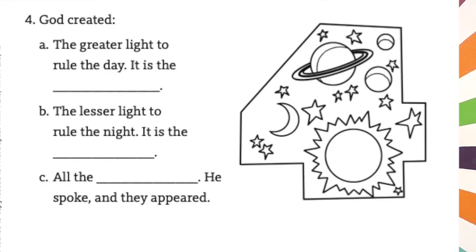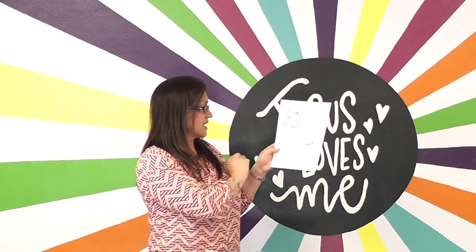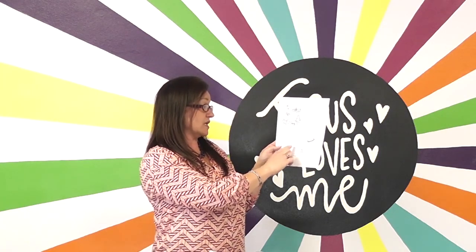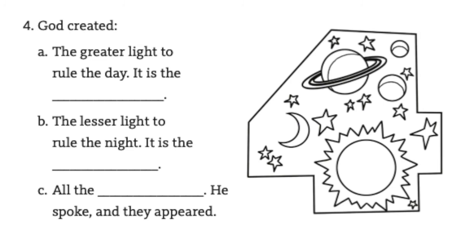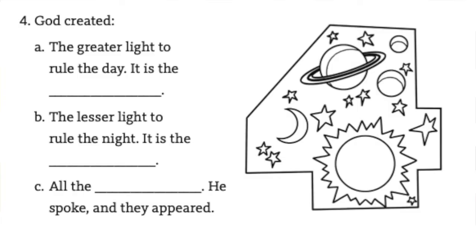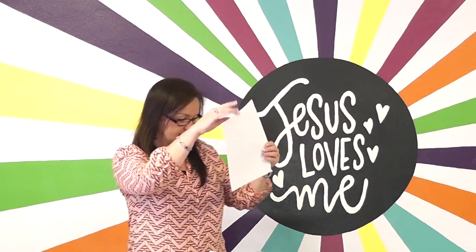Let's look at day four. It says God created the greater light to rule the day. It is the sun, so write S-U-N. Then it says the lesser light to rule the night. It is the moon, write moon, M-O-O-N. And then the last one, all the blank, he spoke and they appeared. Stars, S-T-A-R-S. And your second page of notes is complete.